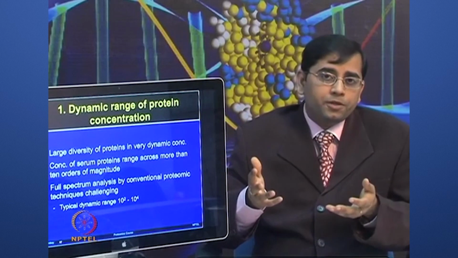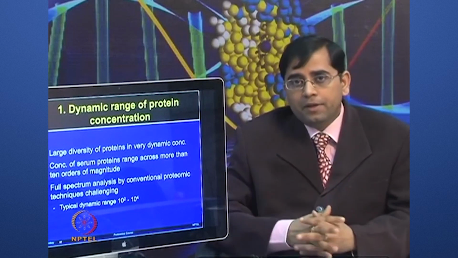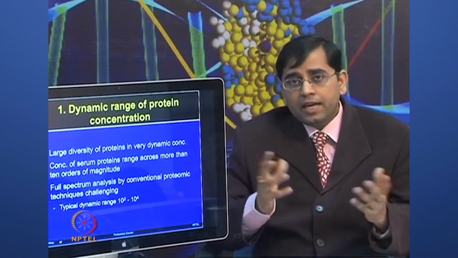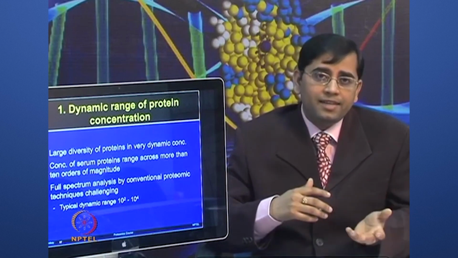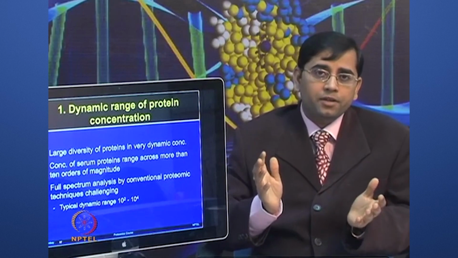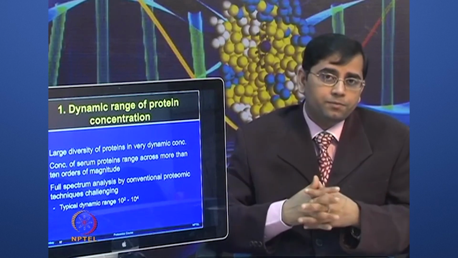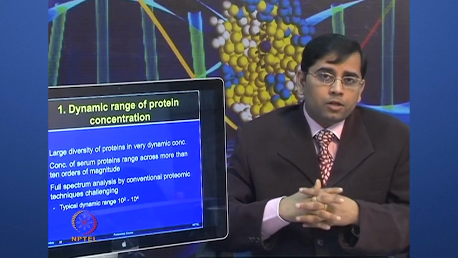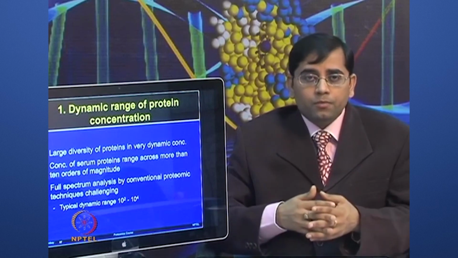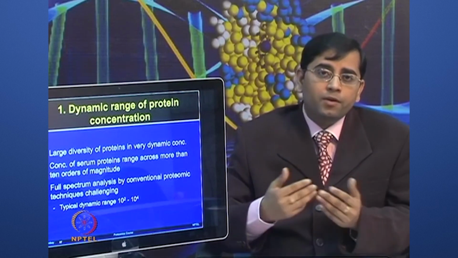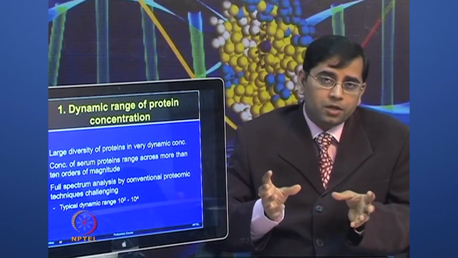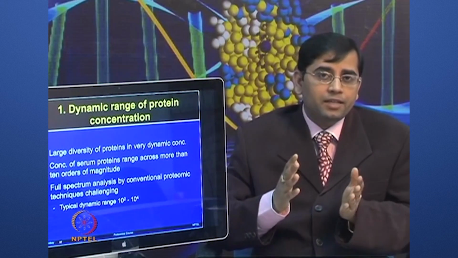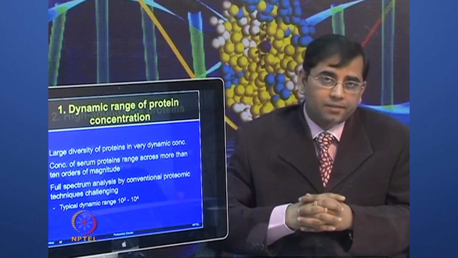So, how do we capture all the dynamic events happening in the serum if the dynamic range of the proteins is very large and your detection techniques are not able to capture that whole dynamic range? To avoid these issues, people try to remove some of the abundant proteins from the very complex serum proteome, so that the overall dynamic range can be reduced and minimized.